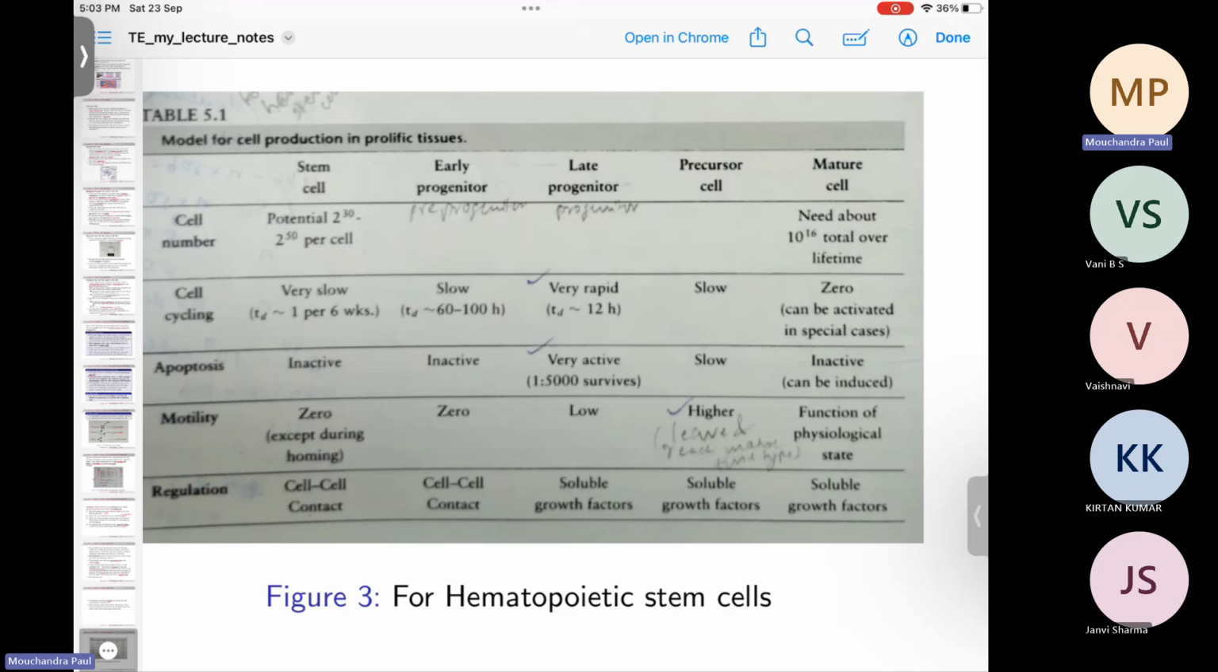And how the regulation from moving from one stage to another is taken care of. So for stem cells, it is majorly the cell contact that determines the activation of the stem cell. Then also it is true for pre-progenitor cells, whereas for the late progenitor cells, or the progenitor cells or precursor cells, there are soluble factors. The presence of soluble factors regulates the transition from one state to another.